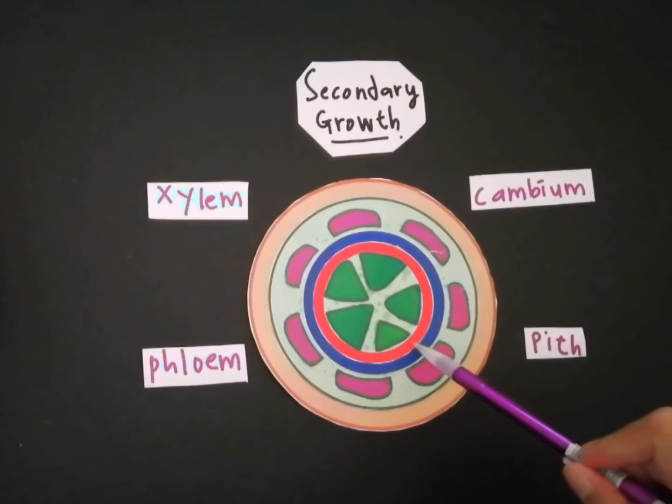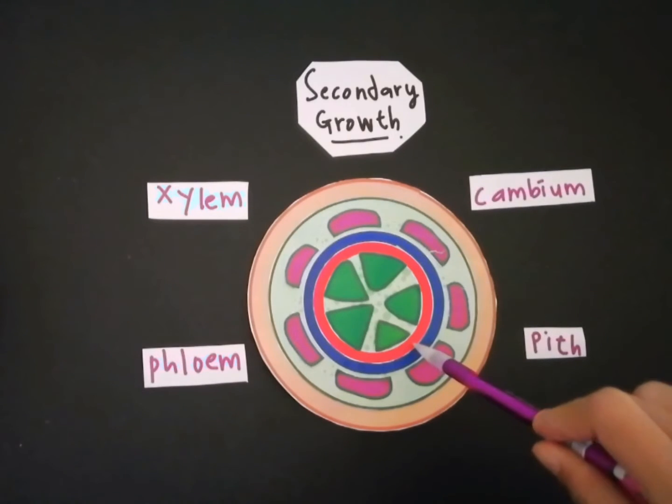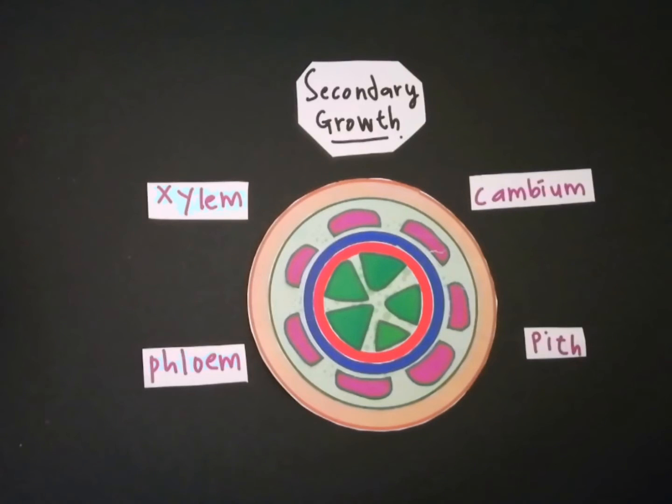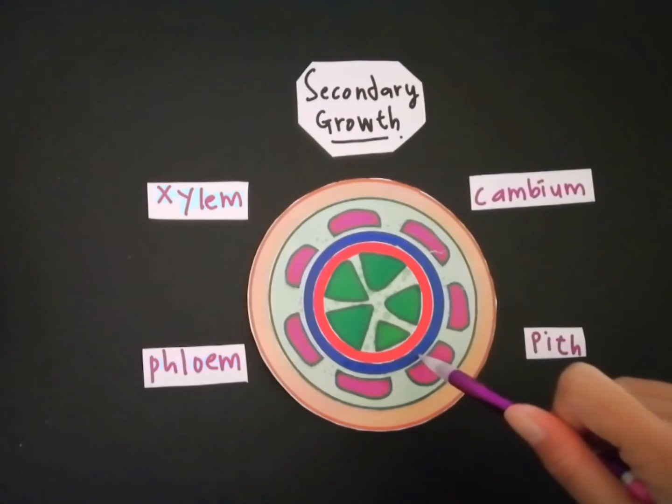Okay, this is the secondary xylem. And the secondary phloem, which is sieve elements and companion cells, is to the outside. Okay, this is the secondary phloem.